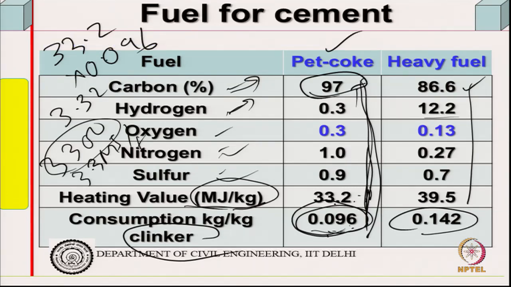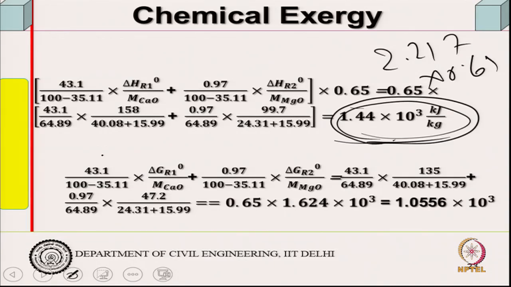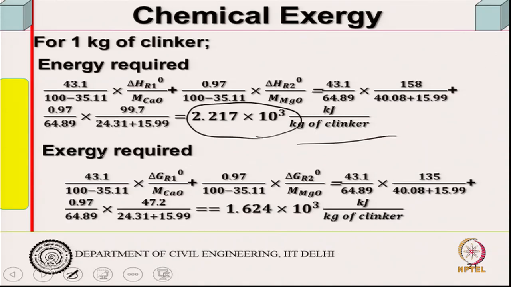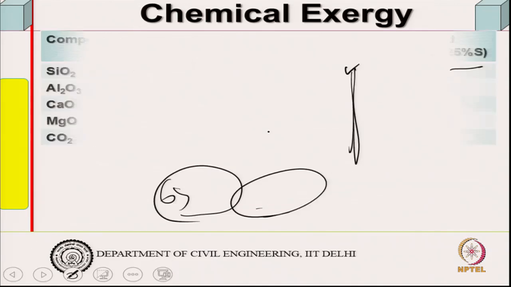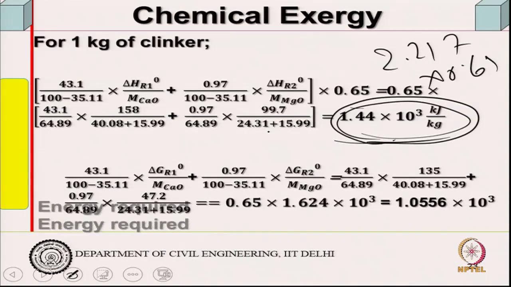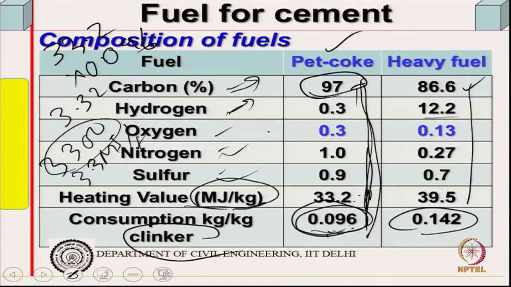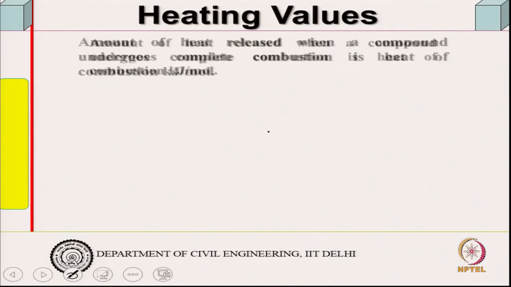So, 3.3 into 10 to the power 3, and how much was the requirement from enthalpy? 2.217. That is why I was trying to calculate it, because 2.217 kilojoules actually. So, you can see the orders change; there will be a lot of losses and efficiency issues here. So, anyway, this is a typical composition.